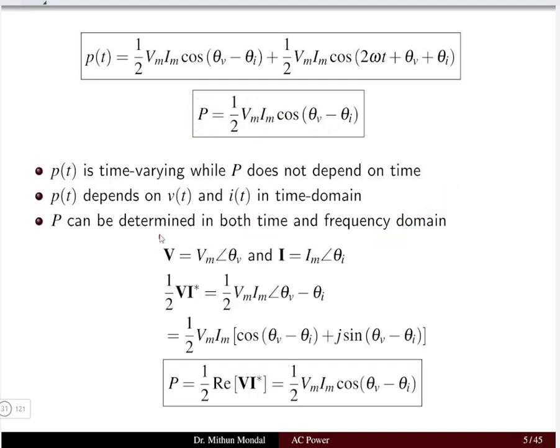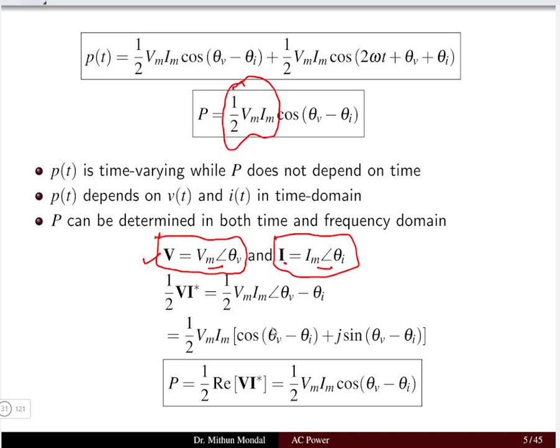Now we know that the phasor of the voltage and the phasor of the current can be written like this, which we have already read in the previous lectures. The phasor voltage V is written in the form Vm angle theta V, and the current phasor is written Im angle theta I. Now we have a quantity half Vm Im. Let us see this quantity.